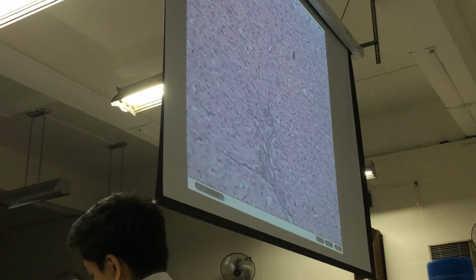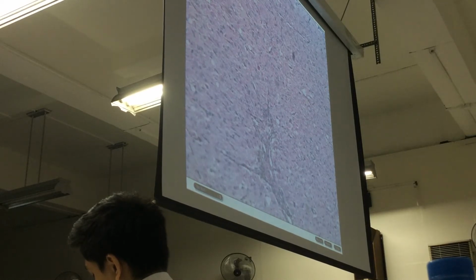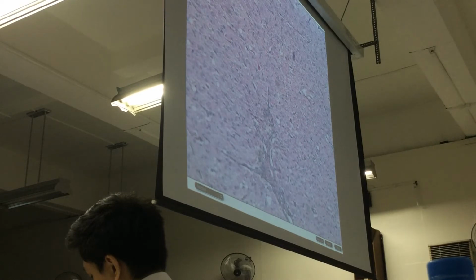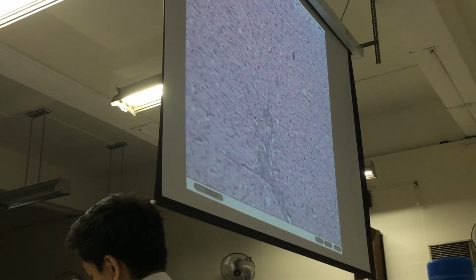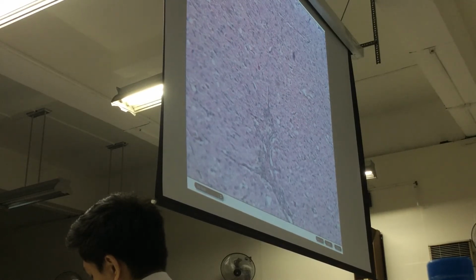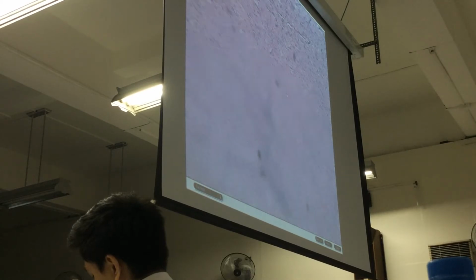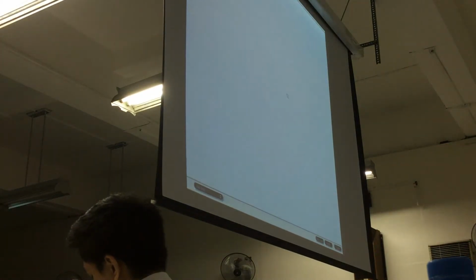In the absence of a corpus luteum, what is the endometrium doing? The answer is proliferative phase, because she has not ovulated yet. Okay? Next. Let's go back to the endometrium.